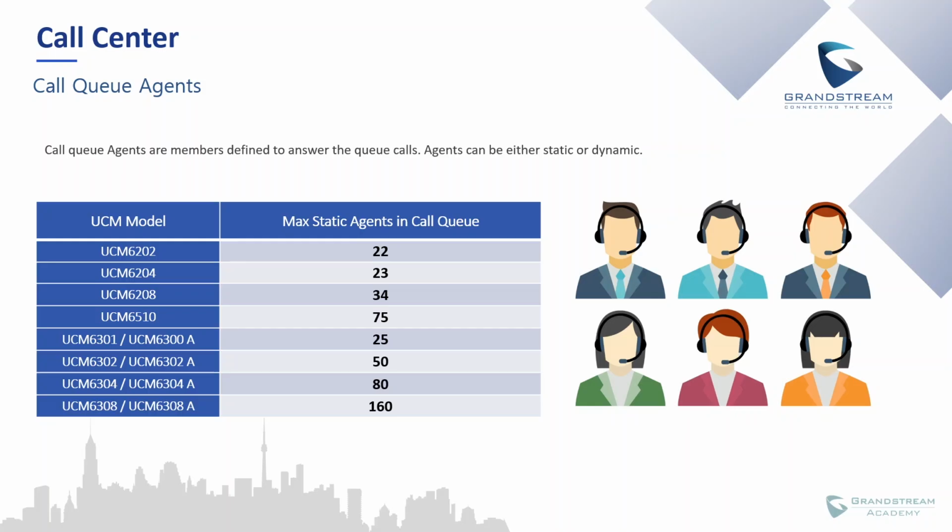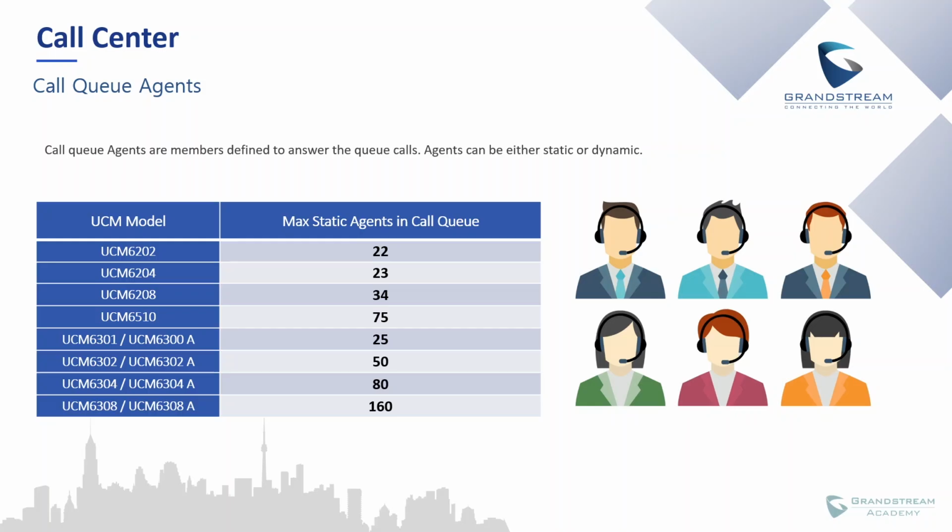The maximum number of agents that can be in a call queue depends on the model of the UCM. UCM 6202 supports up to 22 agents in a call queue. UCM 6204 supports up to 23 agents. UCM 6208 supports up to 34 agents. UCM 6510 supports up to 75 agents.